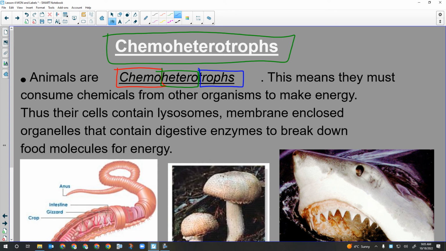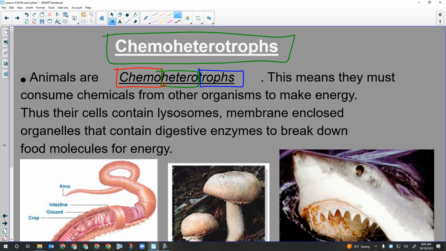Chemoheterotroph. Okay. A photosynthetic organism is a photoautotroph. Photo meaning light, auto meaning self, troph meaning feeding. Okay, so it can feed itself using light. Right? A chemoheterotroph needs chemicals from other organisms for food. Okay, and that can be lots of different things.